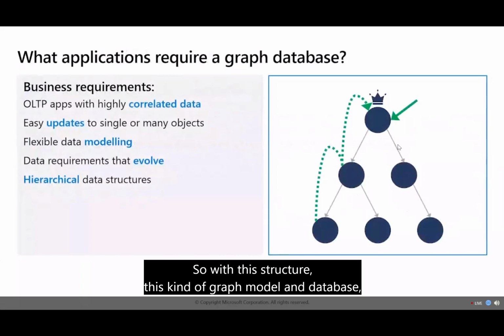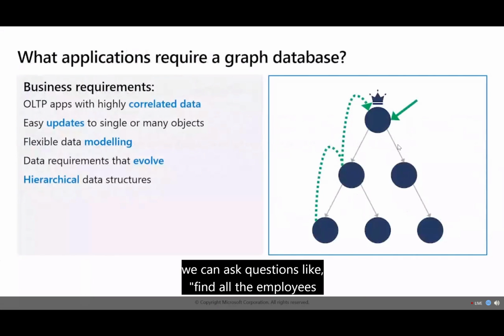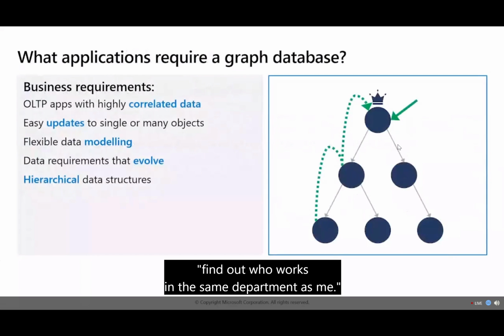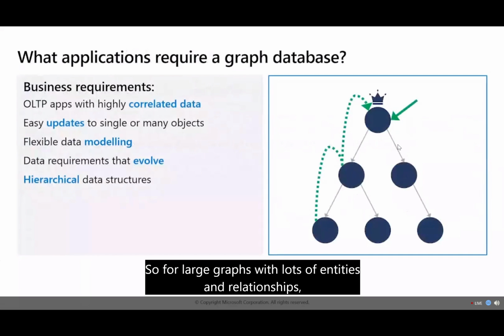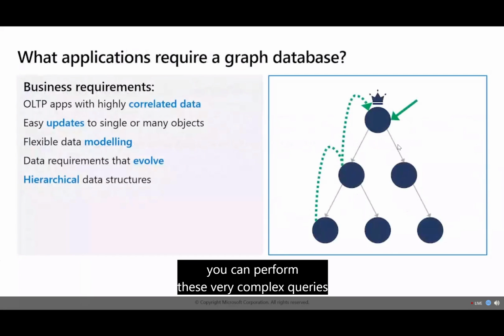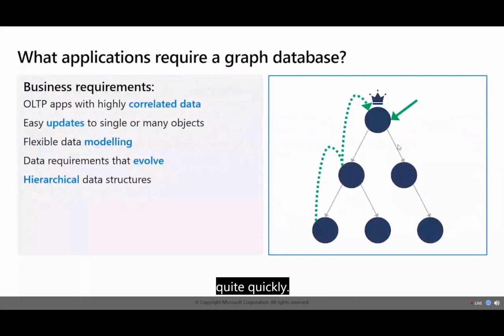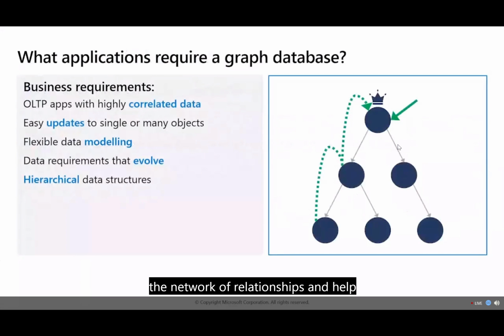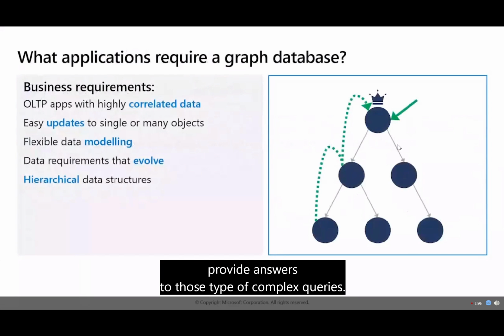So with this kind of graph model and database, we can ask questions like find all the employees who report to the IT manager, for example, or we can ask questions like find out who works in the same department as me. So for large graphs with lots of entities and relationships, you can perform these very complex queries quite quickly. And so we can use graph databases to traverse the network of relationships and help provide answers to those types of complex queries.